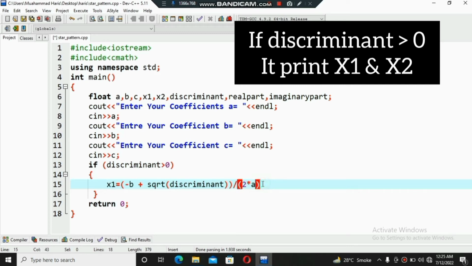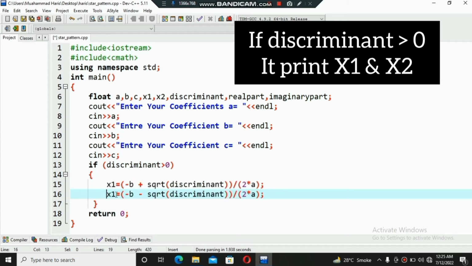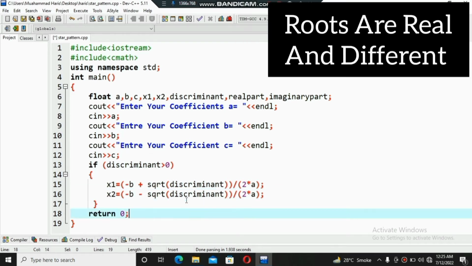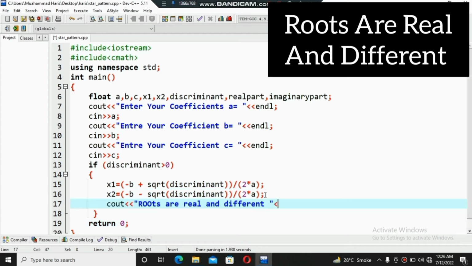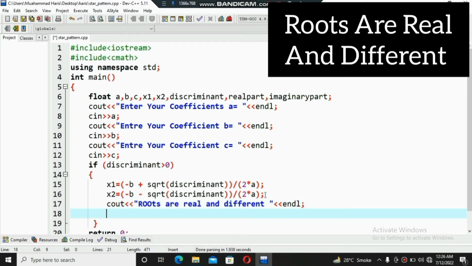As you know, a quadratic equation has two solutions. So this is x1, and x2 is the same but only the sign changes to minus. Here is x2. Now I want to print the roots, so I'm printing a line: roots are real and different because the discriminant is greater than 0. Next I want to print the solution of the quadratic equation.